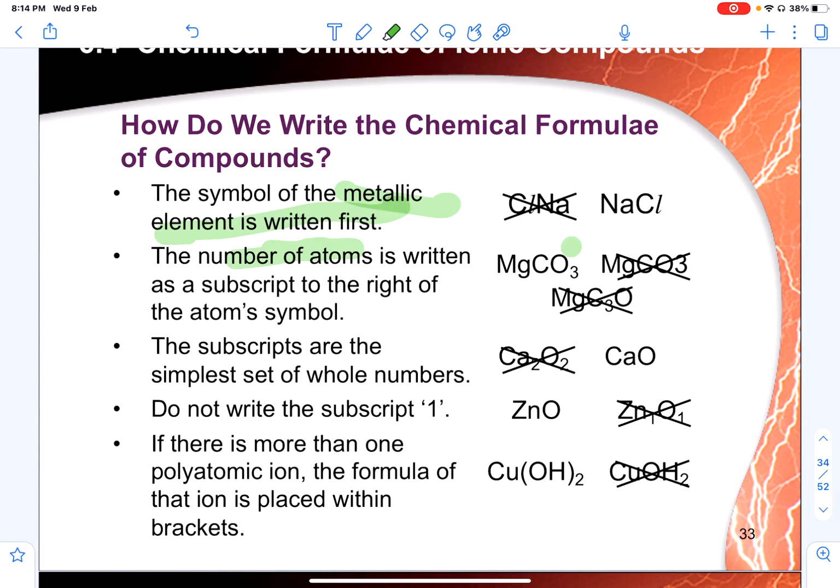Okay, then of course subscripts are usually set to simple whole numbers. You will not see like Na4O4, that kind of thing. Usually you will simplify it. However, when you study at a later chapter, you realize that there's a difference between empirical formula versus molecular formula. Okay. We do not write the subscript 1. Usually for 1 we tend not to write. We just treat it as blank. Okay, but in terms of symbols, for the charge, we would have to write the symbol. Then, of course, if there is more than one polyatomic ion, the formula of the ion is placed within brackets. Okay, like this.